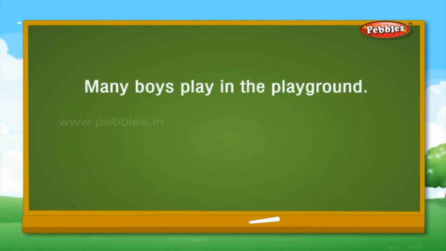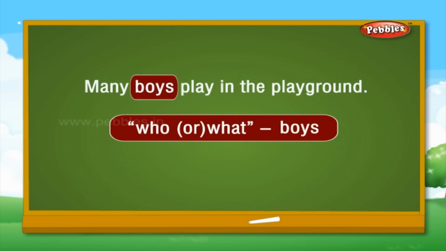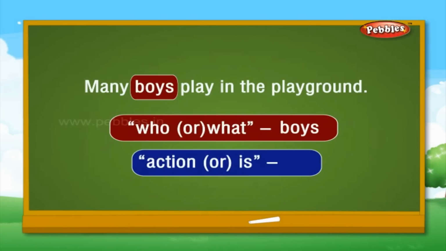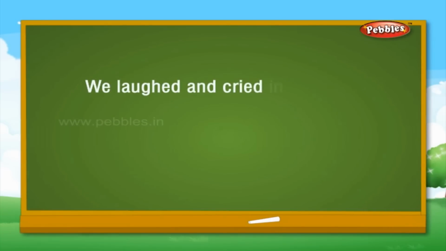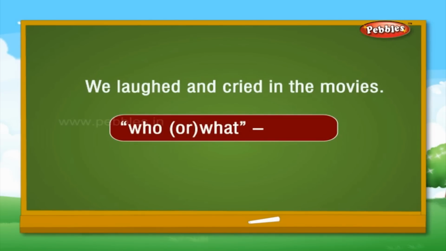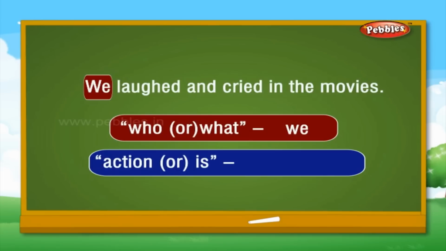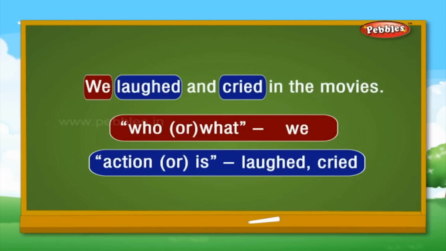Many boys play in the playground. Who or what? Boys. Action or is, play. We laughed and cried in the movies. Who or what? We. Action or is, laughed, cried.